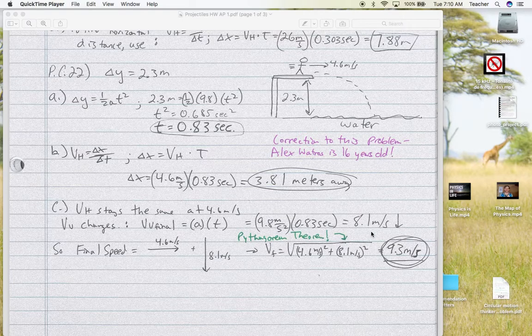Because there's an independence of vertical and horizontal motion with projectiles, I can simply use the Pythagorean theorem and figure out his overall speed as he hits the water. I could also figure out the overall angle by drawing a triangle with this and using trig. At any rate, it's 9.3 meters per second.